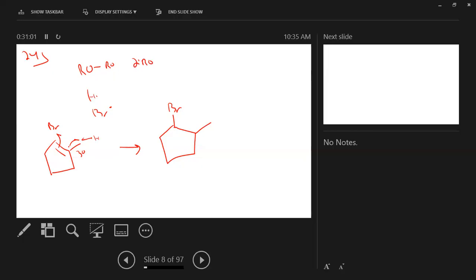All right. I don't see any questions, so I'll go to 25 then. 25 says we have a compound, we react with NBS, and we get two products. And NBS is N-bromosuccinimide. That's so we don't get competing reactions.